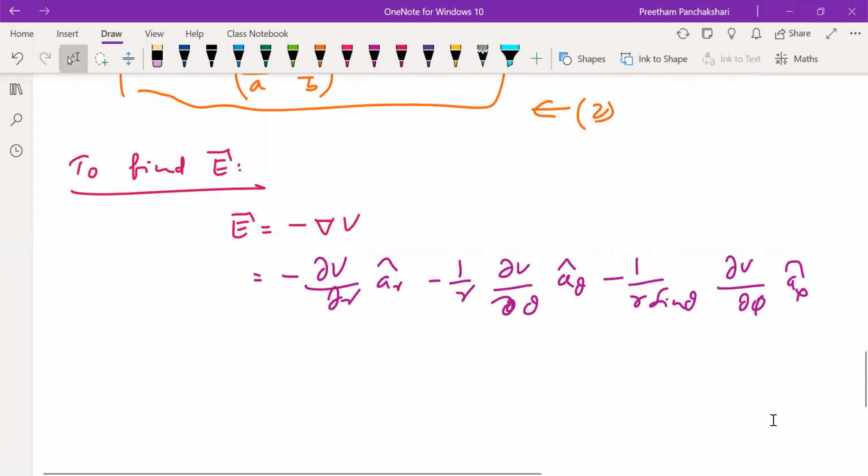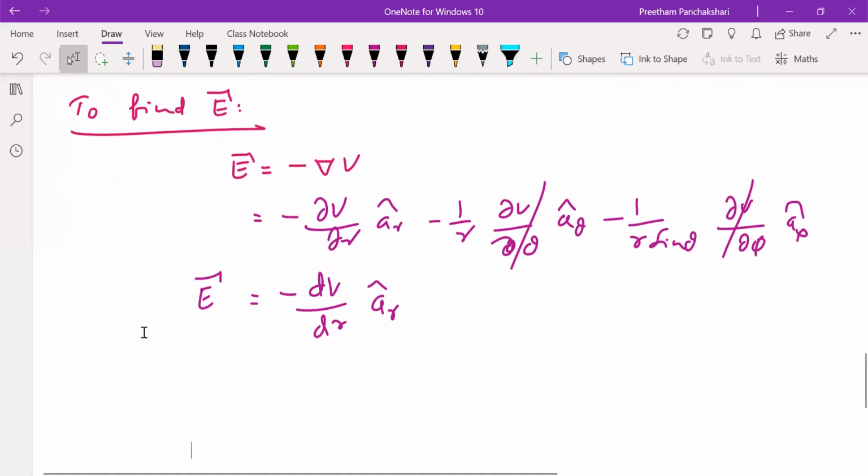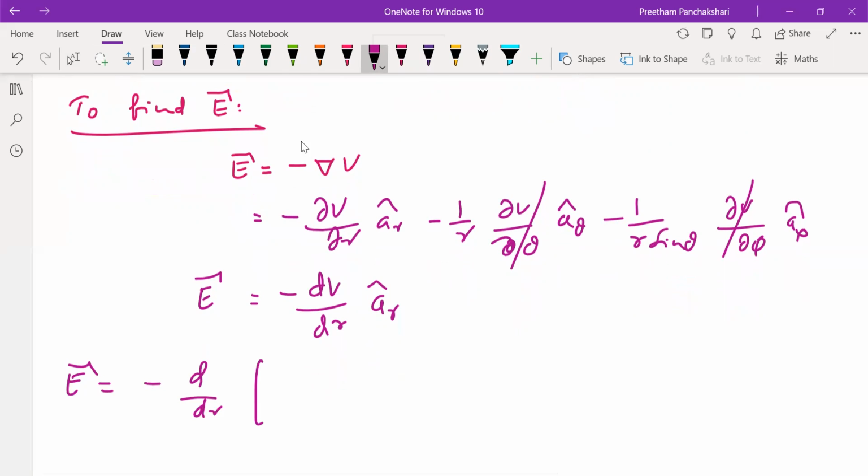So, you know my next step. Potential doesn't vary with theta and phi. Those two terms are not needed. We need only potential differentiation with respect to R. Now, we shall differentiate V, minus d by dR of V.